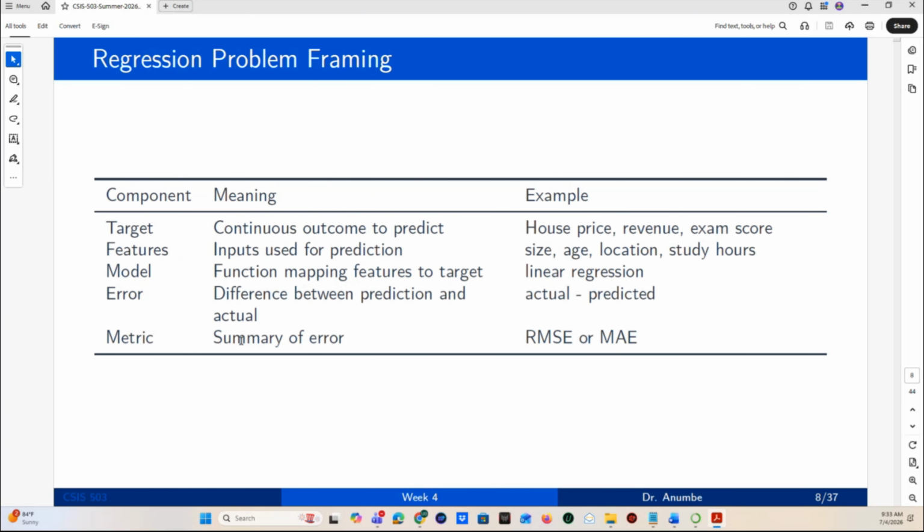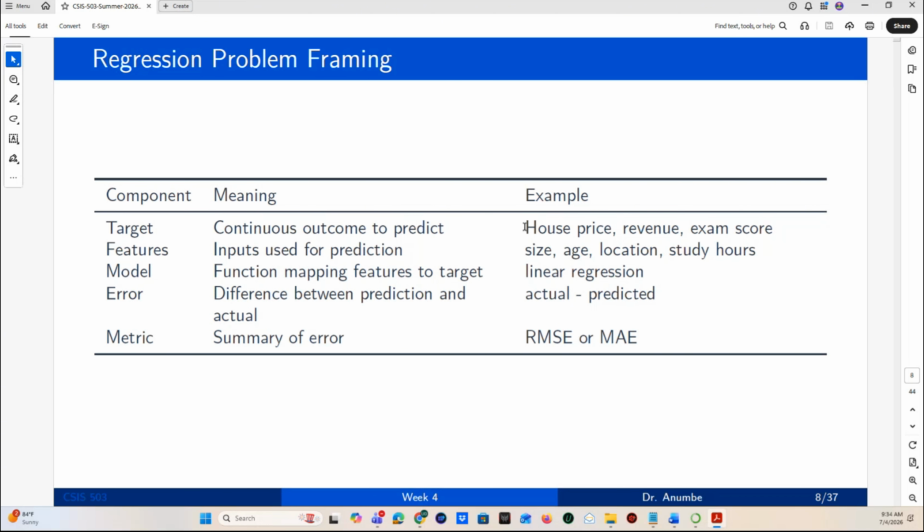Next, a couple of things to know about regression. We talked about the target. I mentioned what the target is, especially using the example about the house. You give me some information about the type of house you're looking for. Those would be my features, which are the inputs I need for prediction. If you give me all of that information, I can predict the target. And the target is the continuous outcome to predict. What we are trying to predict is the target.